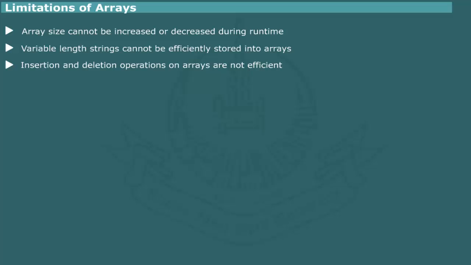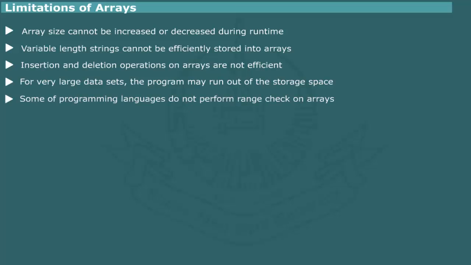Number 4. Normally, arrays are allocated memory blocks out of the program space. For very large data sets, the program may run out of storage space. Number 5. Some programming languages, such as C and C++, do not perform range checks on array indexes. If an index trespasses the upper or lower bound, incorrect data may be accessed or stored in the wrong location. Some of the deficiencies of arrays are overcome in other data structures, which we will study in subsequent units.